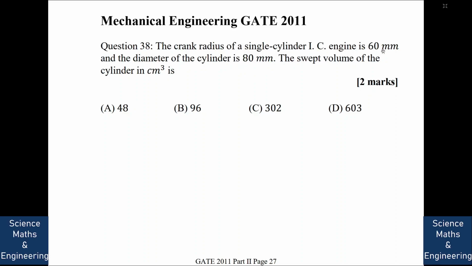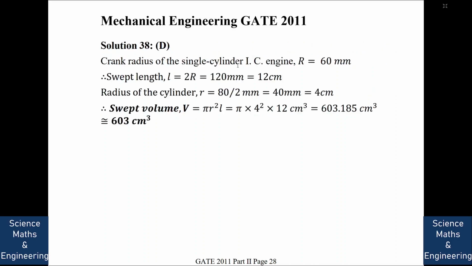Now crank radius is 60 mm. So total stroke length would be twice of 60 mm, that is 120 mm. And then diameter is 80 mm, so we can find the area. Crank radius R is 60 mm. So swept length L is twice R, so 120 mm, that is 12 centimeter. Radius of the cylinder r is 40 mm, that is 4 centimeter.